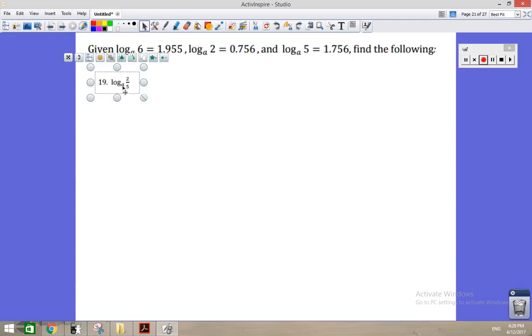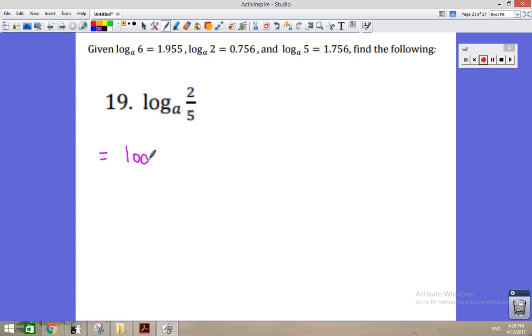Make it bigger so we can see it. So I have a 2 and a 5, so I don't have to multiply by 1. I don't have to do anything special with this. The log of a quotient is the difference of two logs. The log of the numerator minus the log of the denominator. So by substitution, 0.756 for the first term, and for the second term, 1.756, if I have read those values off correctly.